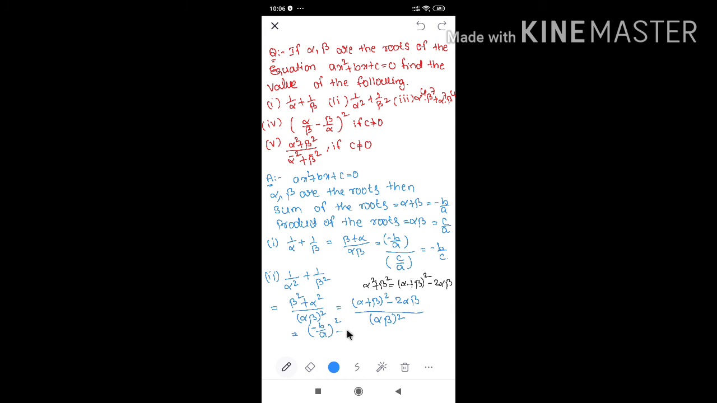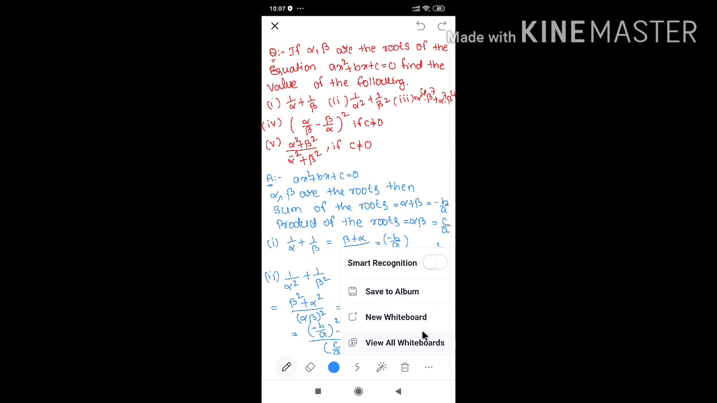Alpha plus beta value minus b by a whole square, 2 times of alpha beta value c by a, by c by a whole square. Here entirely LCM is a square. We can cancel denominators a square. So b square minus 2ac by c square. After cancelling denominators, we are getting like that.